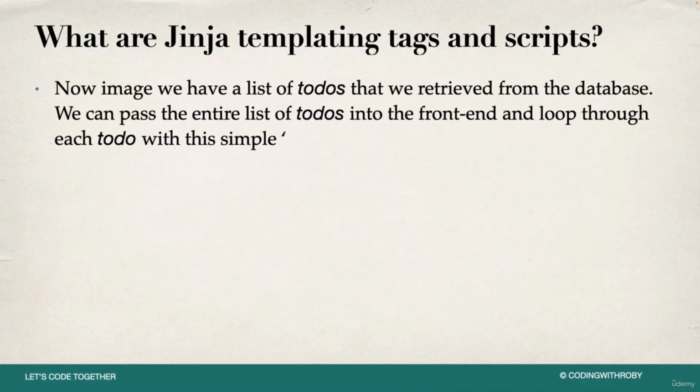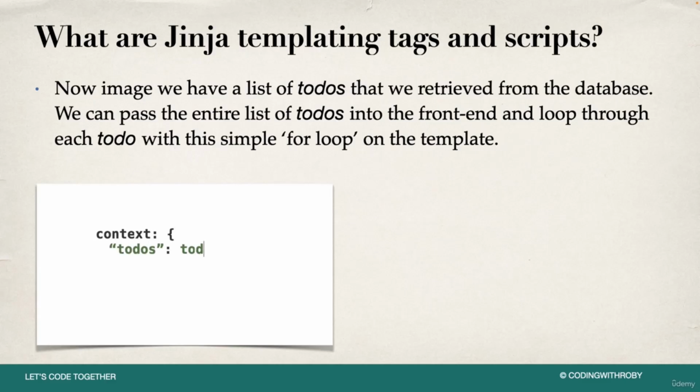So let's dive into it a little bit more. Imagine we have a list of to-dos that we retrieved from the database. We can pass the entire list of to-dos into the front end and then loop through each to-do with a simple for loop on the front end or the template. So on our FastAPI side, we might say, hey, we're going to return a new context. And this context is going to be called todos on the front end. And we're going to be returning a to-do list.